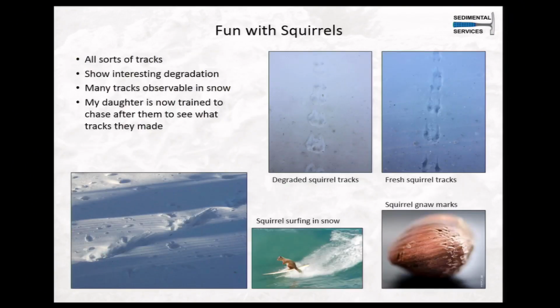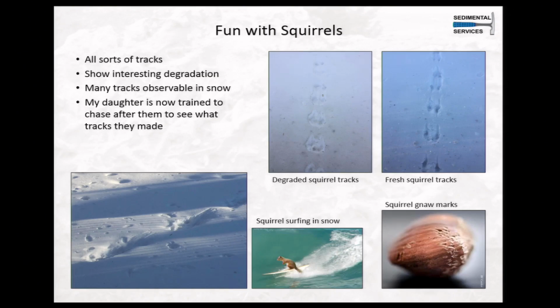Okay, this is fun with squirrels, and the reason I put this in is because my daughter and I walk to school every morning, and we go past this park on the way, and we always look to see whether there's any squirrel marks and tracks there. And if she sees the squirrel, she's running across to see what kind of track it made, because I brainwashed her, basically. And this is to show what fresh squirrel tracks look like, and this is what weathered squirrel tracks look like. So this is just 2 days later. So this shows that they soon degrade, and it's the same with footprints.